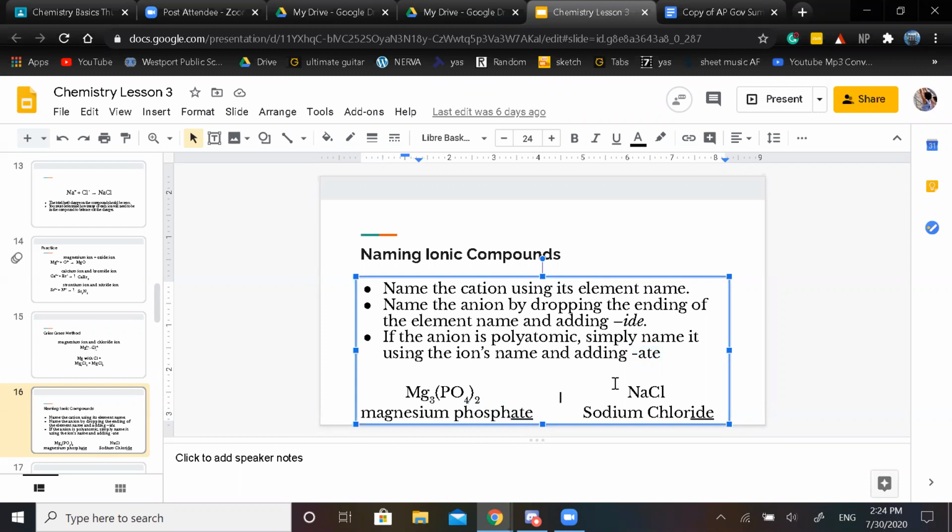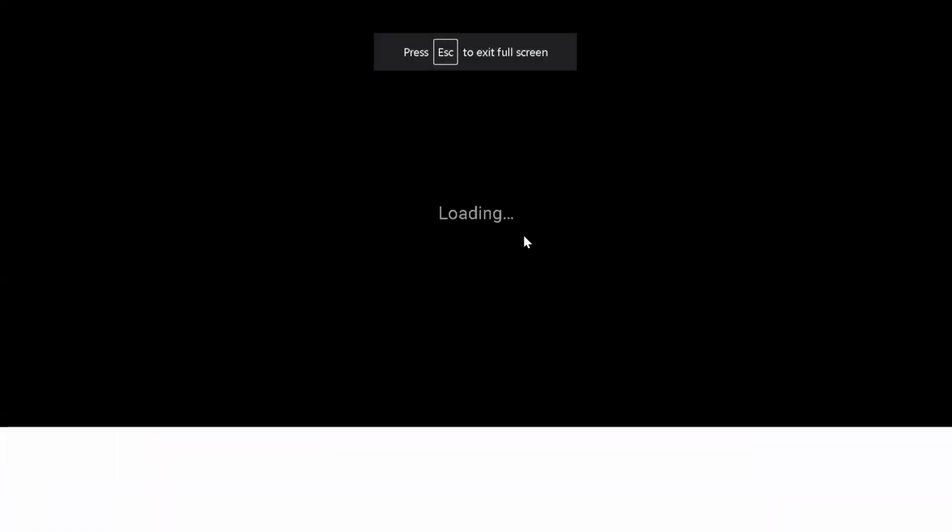But here, NaCl, Cl is just a single element anion. So you call this sodium because you call it by its first name. And then chloride, you always end with -ide if it's a regular ion. Okay, so that's basically how you name ionic compounds.